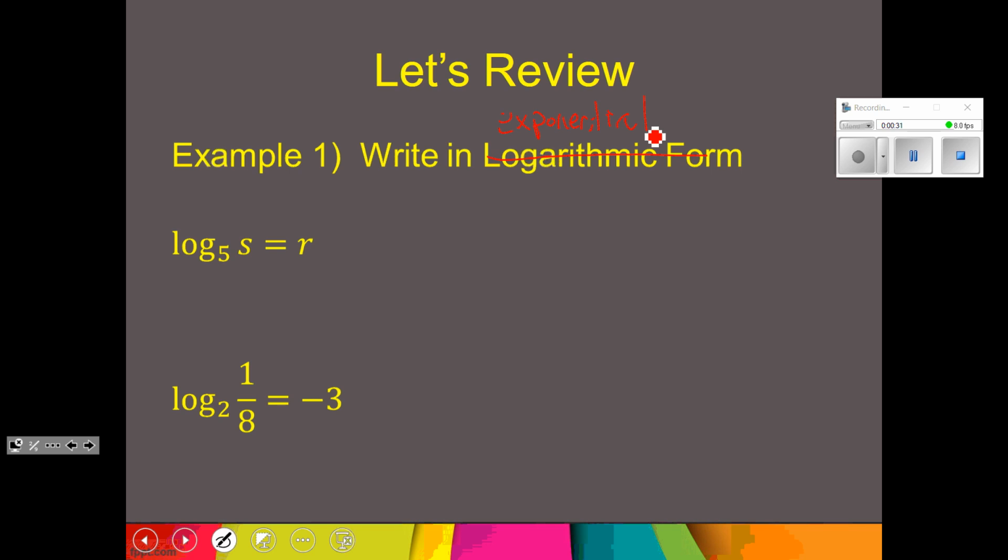Because I've given it to you in logarithmic form, if we review log base 5 of s equals r, if we took it to exponential, it would be 5 to the r equals s. If we did log base 2 of 1/8 equals -3 and wrote that in exponential form, it would be 2 to the -3rd equals 1/8. Okay, so just reviewed, this guy right here is your exponent. This is your base. And we call this the outcome.